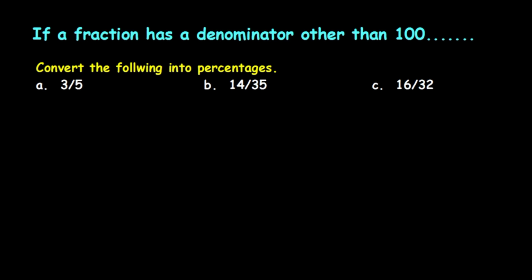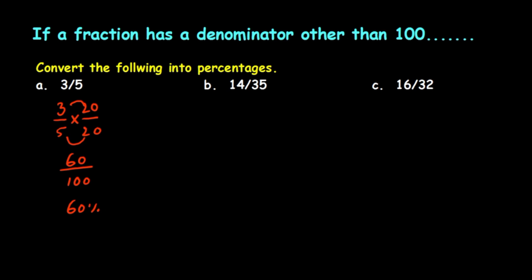The next one, in case a fraction has a denominator other than 100, for example 3 by 5, how can this 3 by 5 be written as a percentage? Yes, we can convert that 5 into 100. How? 5 twenties are 100, so multiply by 20 with the numerator and the denominator. Then you will get 60 because 3 twenties are 60 and 5 twenties are 100. Now 60 by 100, very clearly we can write 60%.